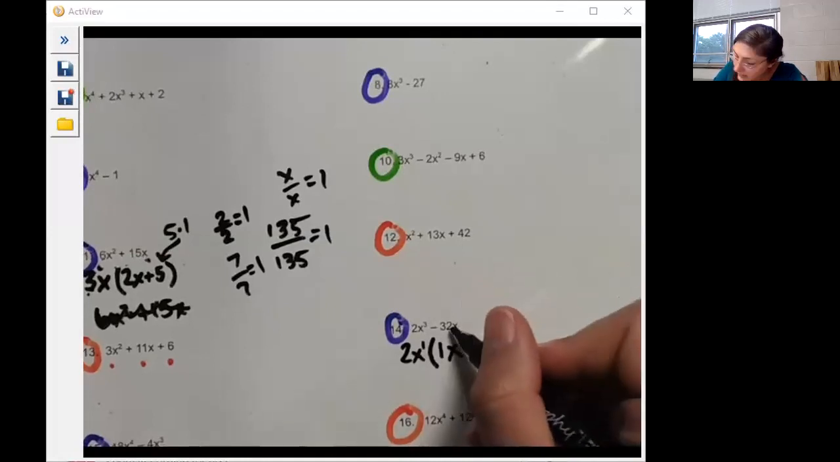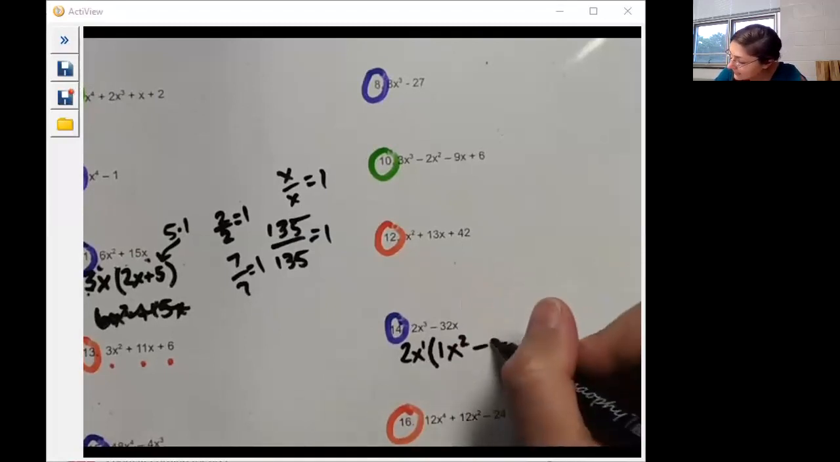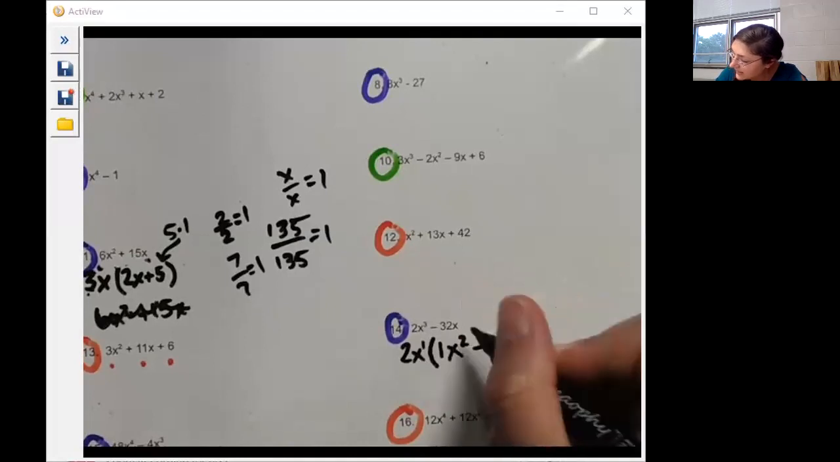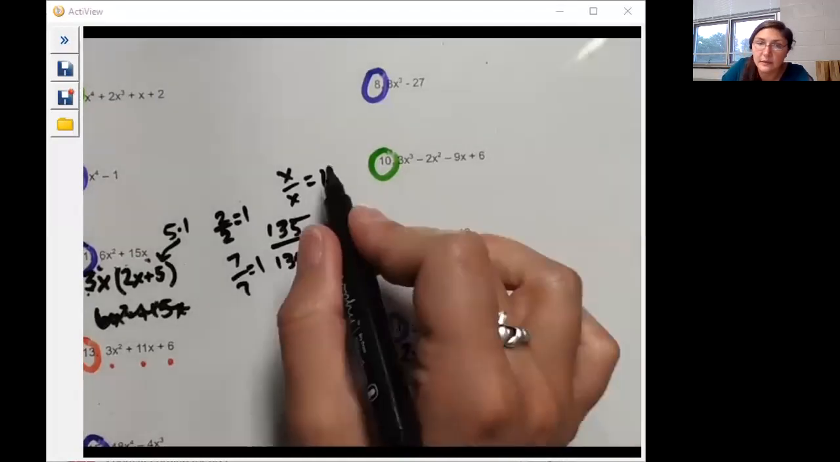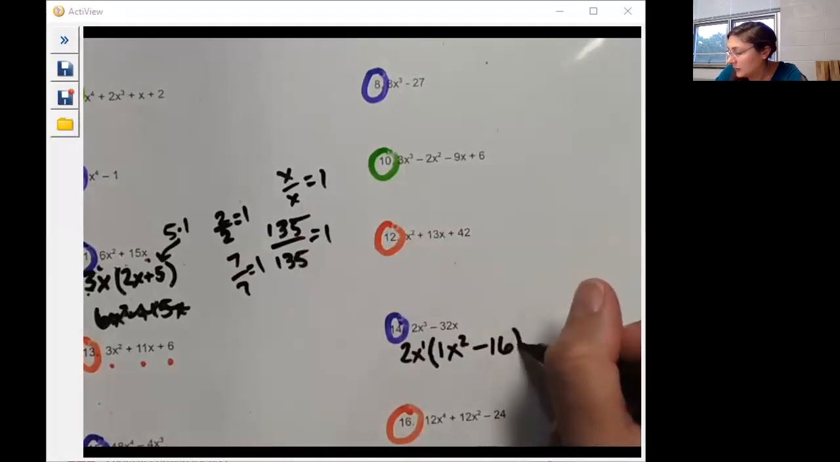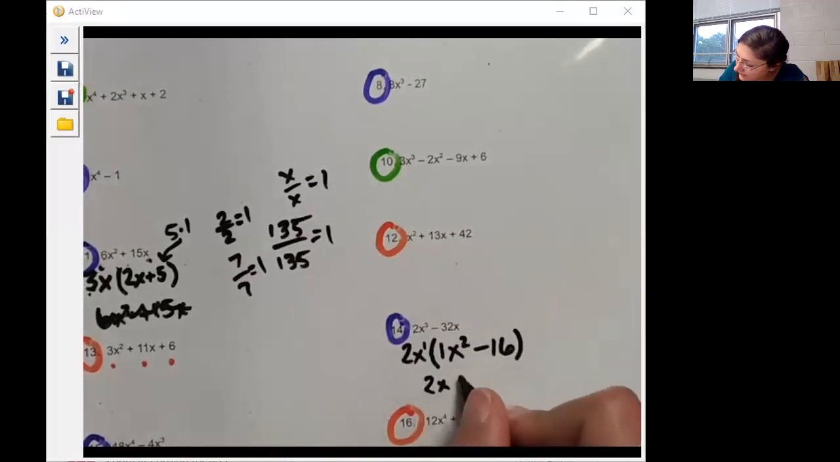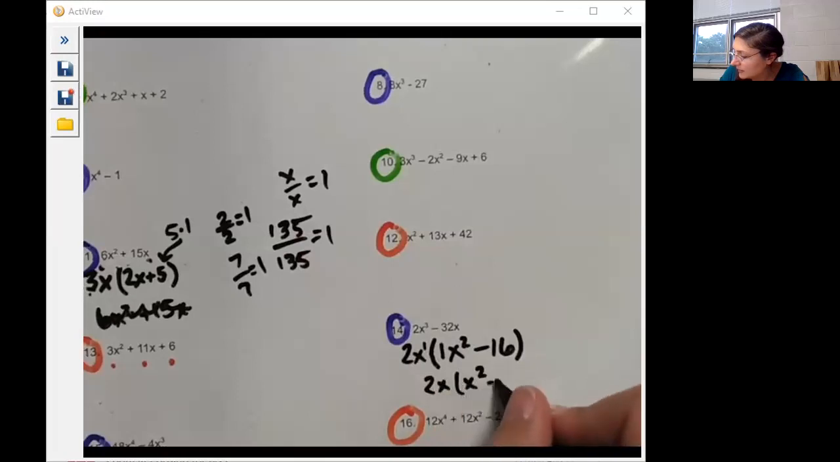And then minus 32 divided by 2 gives me 16. And x divided by x, just like we talked about over here, would just be 1. So multiplying by 1 isn't going to change that 16, so I will leave that as 2x times x squared minus 16. You could also write this as 2x without the exponent, and then x squared without that 1 coefficient.